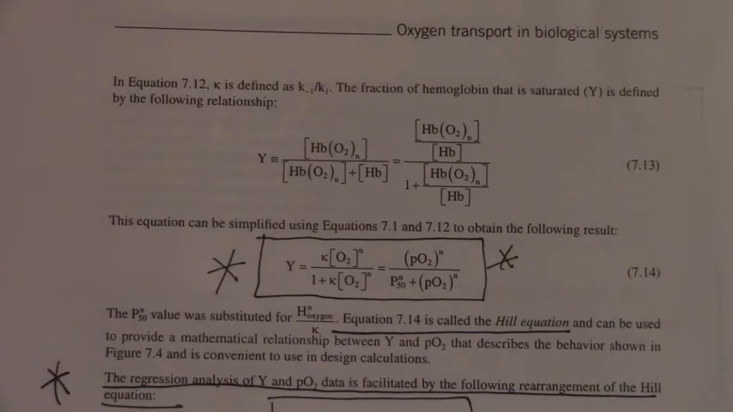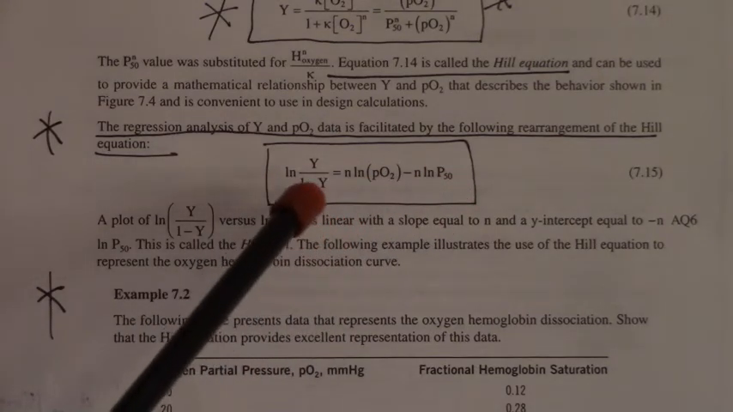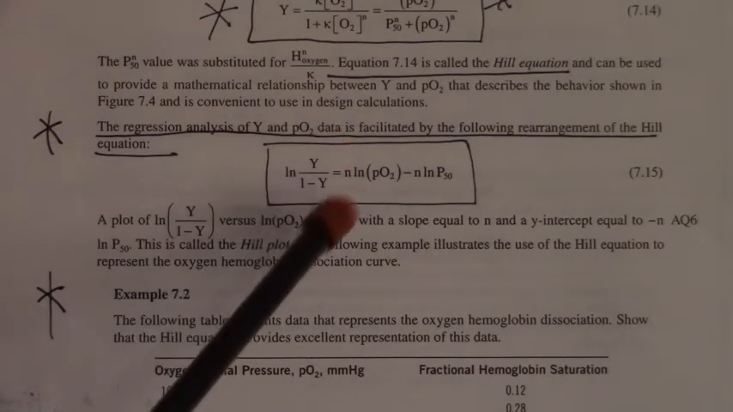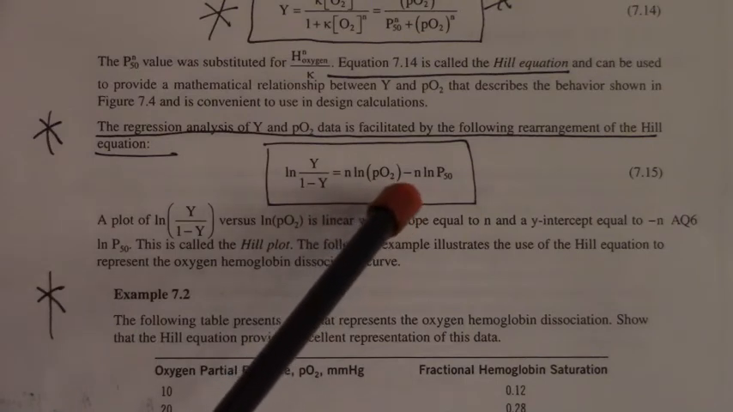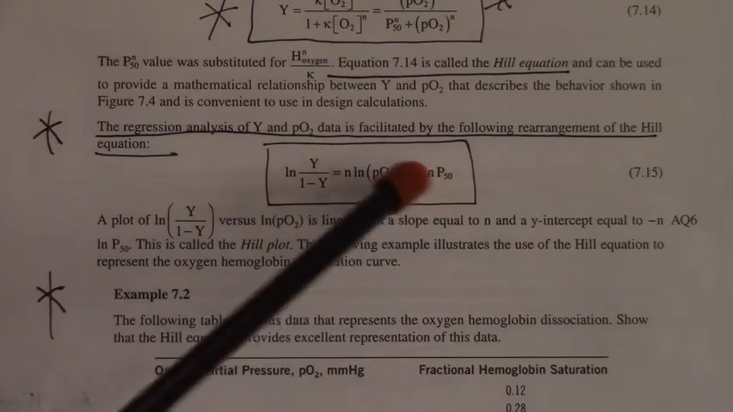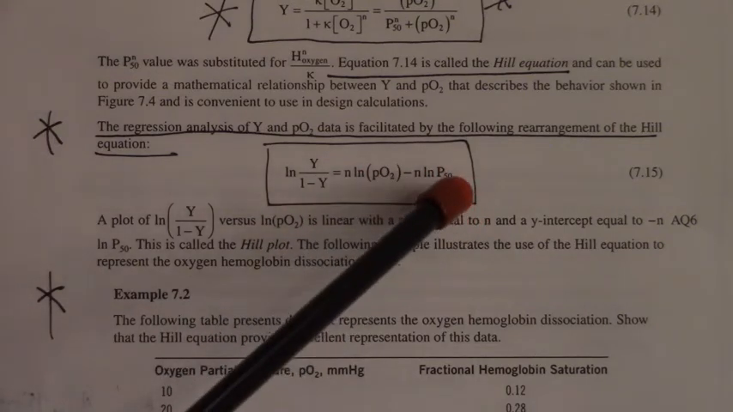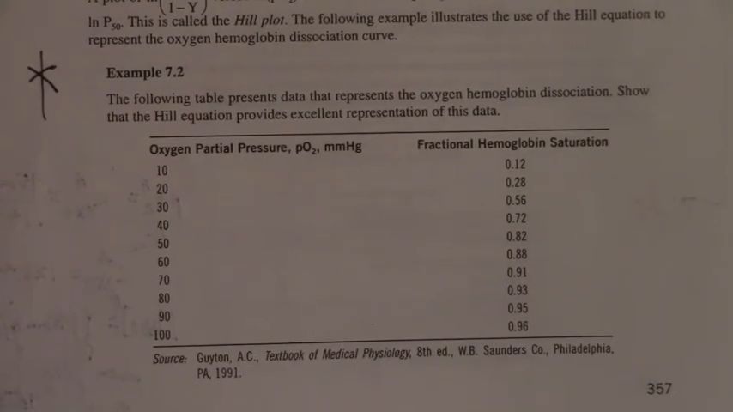In order to fit data to it, you can rearrange this equation and get this linear form right here. By manipulating it and taking the natural log, if you plot the natural log of the hemoglobin saturation fraction as a function of the natural log of the PO2, the slope of that plot gives you the value of N, and from the intercept, knowing the value of N, you can find the P50 value. And that's what's shown in example 7.2.